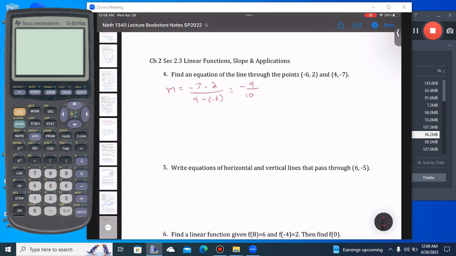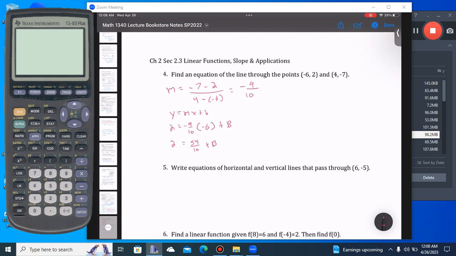Then we write y equals mx plus b. That's 2 for your y, -9/10 is your slope, and -6 is your x. Solving for b: 2 equals positive 54 over 10 plus b.